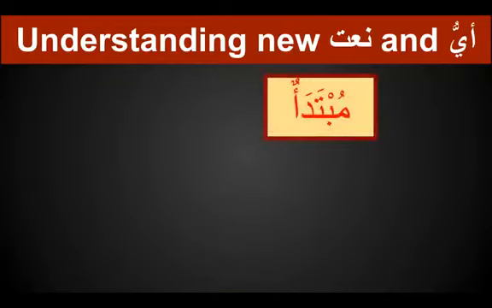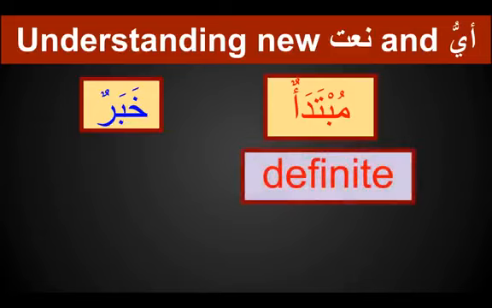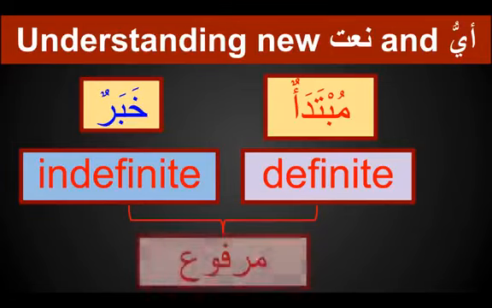So we're doing Jumlatul Ismiya. We have learned that Jumlatul Ismiya has Mubtada and Khabar. Most of the time, Mubtada is definite and Khabar is indefinite. When Mubtada and Khabar are each one word, they both carry the sign of marfu, Dhamma. So let's use this and see how we can understand our Naat, Man'ud, Mubtada and Khabar.